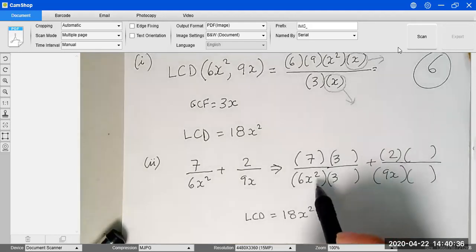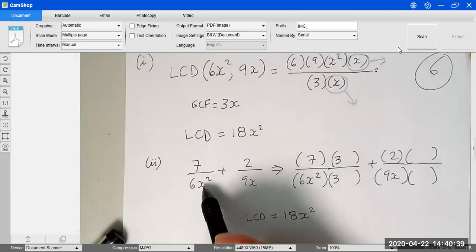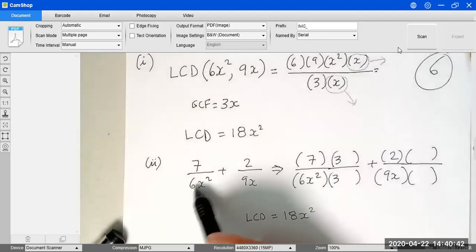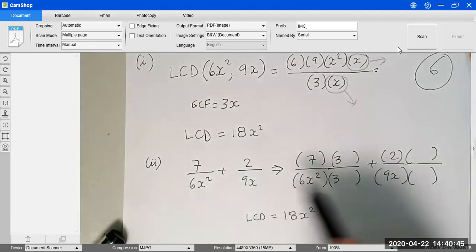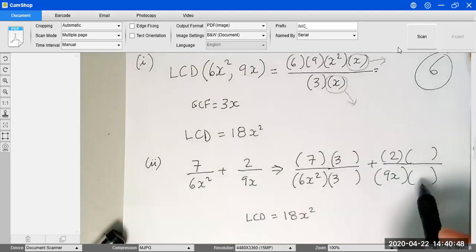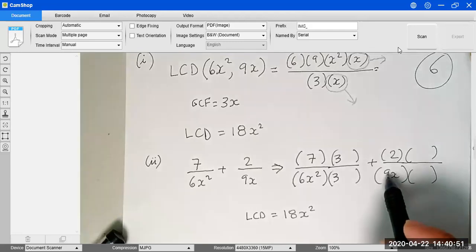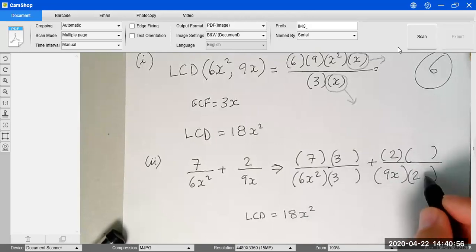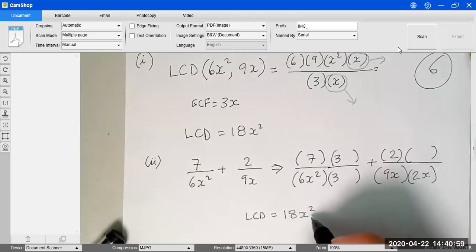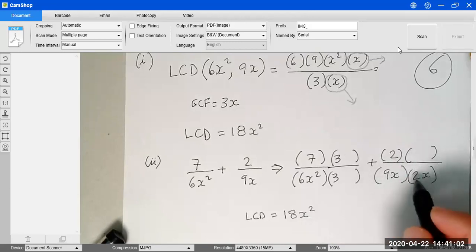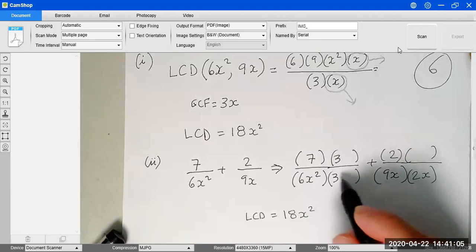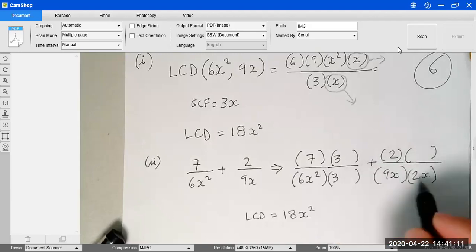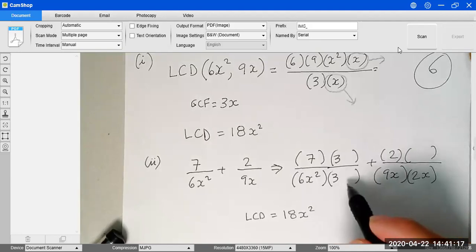So again, for the first one, I need to multiply this expression by 3 to get 18x squared. The second one, so what is the factor that is missing here? So I need to multiply 9 by 2 to get 18, and I need to multiply this x by x to get x squared. So now I know the corresponding factors that I'm going to use for every fraction. They are going to be different. So you're not going to multiply both denominators by the same factor, because initially they are different, so the factors that you're going to use are also different.